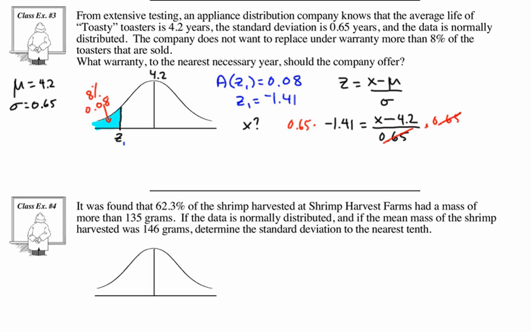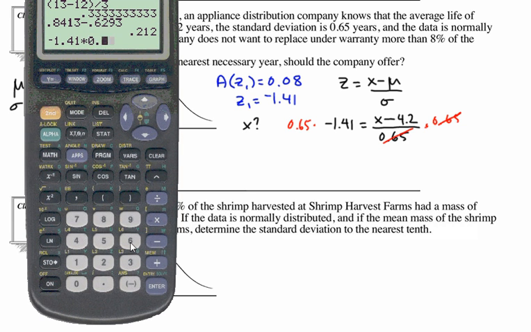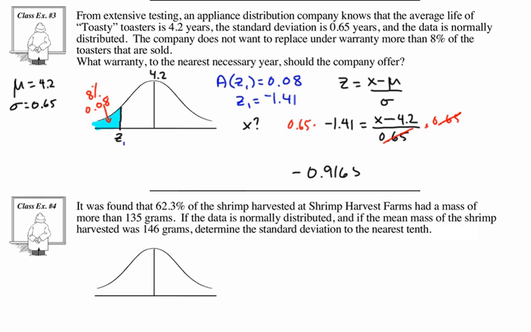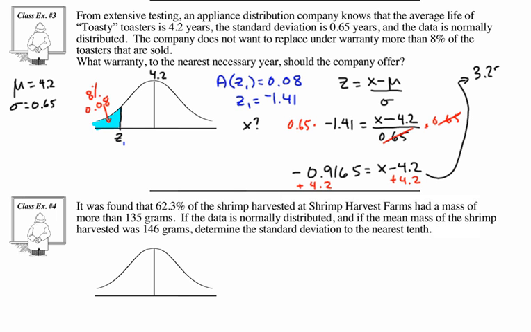These are gone. So on my calculator, negative 1.41 times 0.65 is negative 0.9165, which is equal to X minus 4.2. And our last step is to add 4.2 to that value. It asks for our answer to the nearest year. So I have 3.28. So going up here, 3.28 is equal to X.